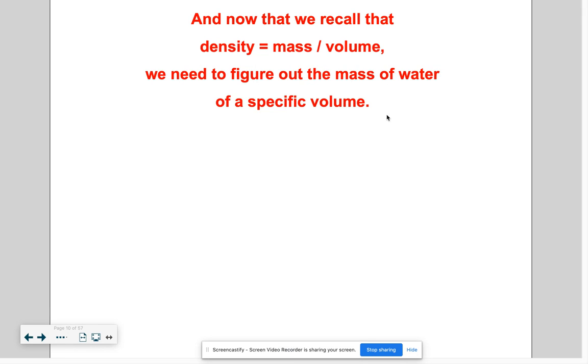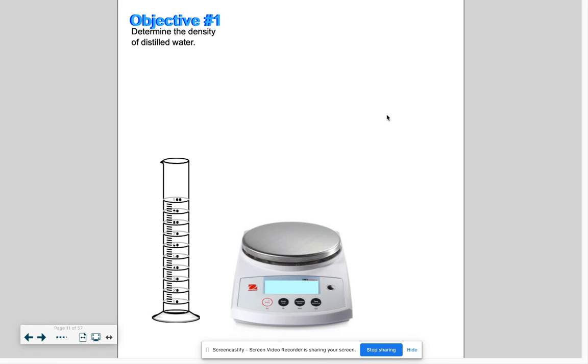So now that we know that is the mathematical operation for calculating density, we can go on and start working towards objective number 1, to determine the density of distilled water. Well, as you know, we can't just go throw water on a scale. It doesn't work that way. So we have to use a graduated cylinder, which you see there on the left. Now remember, a graduated cylinder is the correct tool to use whenever you're measuring the volume of a liquid.